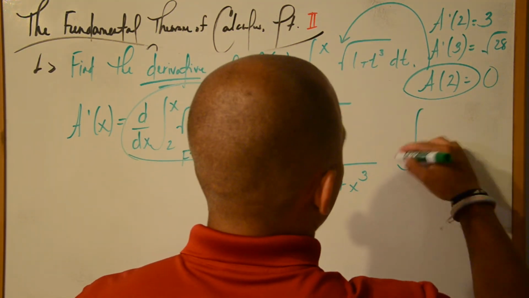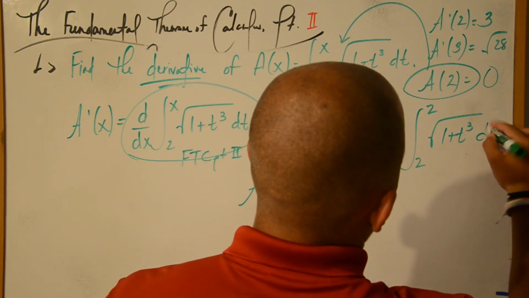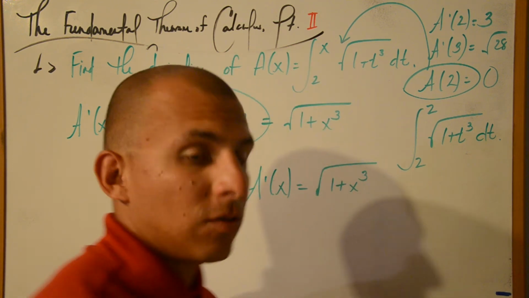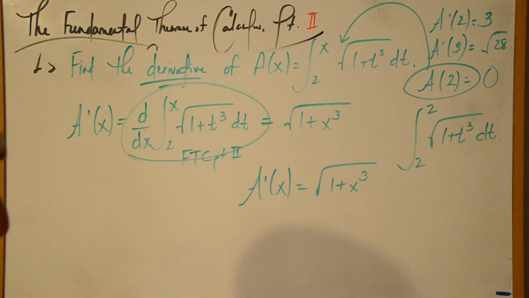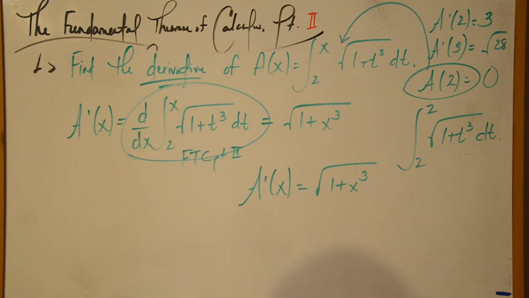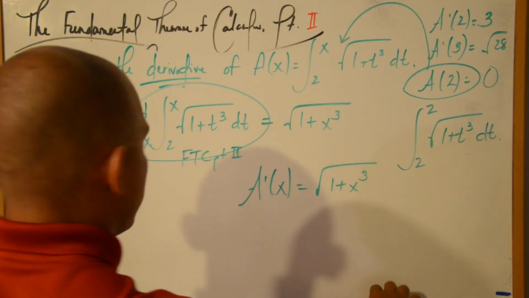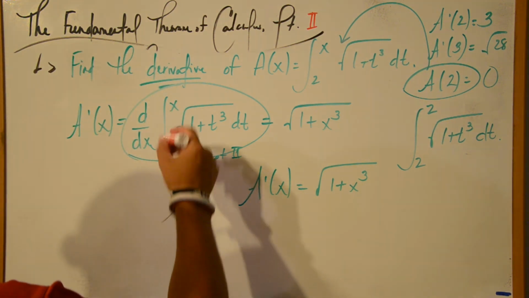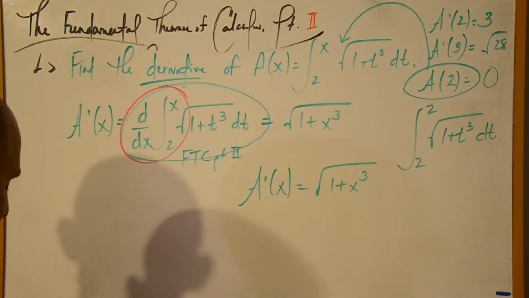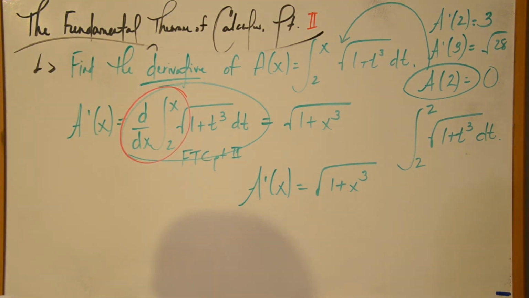But you should notice that if the bounds are identical, the area is just 0. We don't actually have any width between our rectangles. So what is the FTC part 2 really saying? It's just, once again, let me reiterate that derivatives and integrations are inverse concepts.